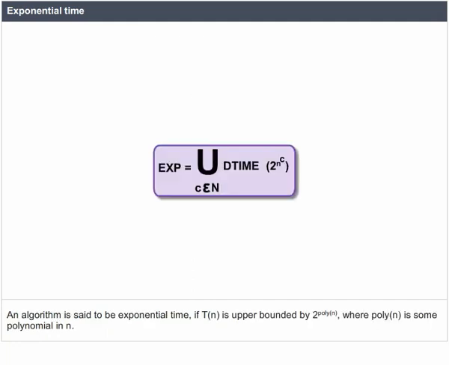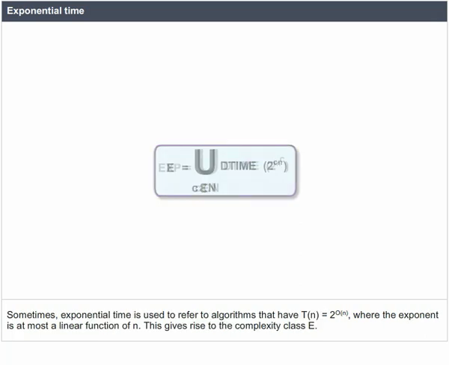Exponential time. An algorithm is said to be exponential time if T of n is upper bounded by 2 to the power of poly of n, where poly of n is some polynomial in n. Sometimes exponential time is used to refer to algorithms that have T of n equals 2 to the power of O of n, where the exponent is at most a linear function of n. This gives rise to the complexity class E.